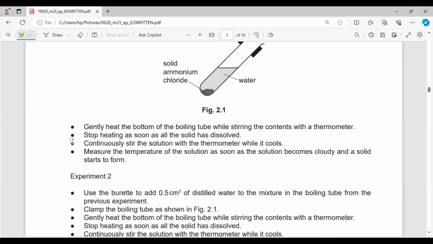Gently heat the bottom of the boiling tube while stirring the contents with a thermometer. Stop heating as soon as the solid has dissolved. Continuously stir the solution with the thermometer while it cools. Measure the temperature of the solution as soon as solution becomes cloudy and a solid starts to form.